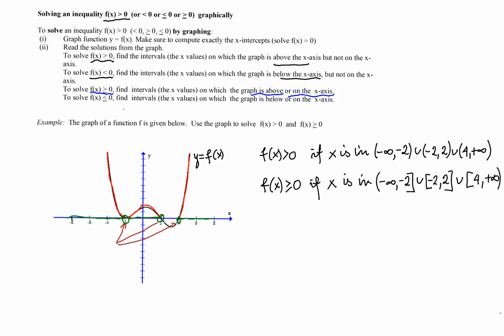However, if I write it that way, I can see that this is the interval from -infinity all the way to 2. The -2 is included, so there is no point in breaking it up. And therefore the solution will be from -infinity to 2, union 4 to +infinity.